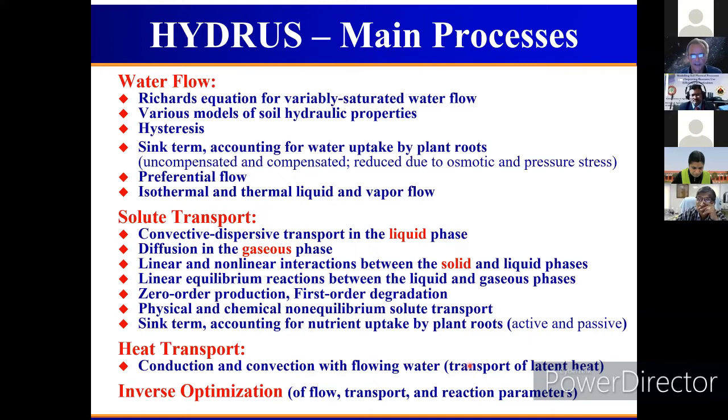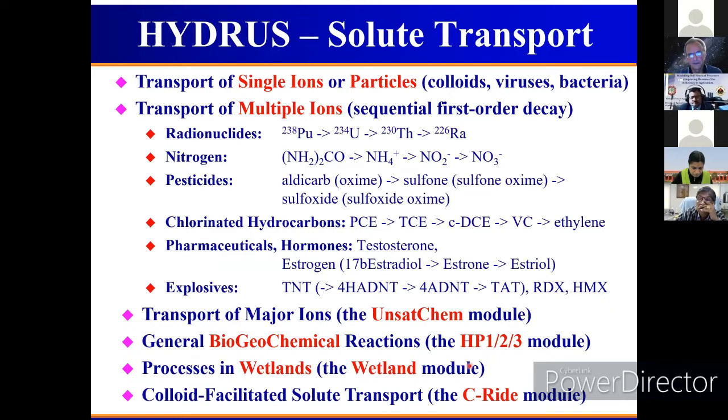In terms of solute transport, the code is written in a way that one can simulate transport of single ions or particles such as viruses, colloids, bacteria, but it can also simulate fate and transport of multiple ions, which are either independent or are involved in sequential first order decay. And here I show a couple of examples, such as radionuclides, nitrogen species, urea, ammonium, nitrate, various pesticides which can degrade to daughter products, chlorinated hydrocarbons, and many of these new pollutants such as pharmaceuticals, hormones, etc.